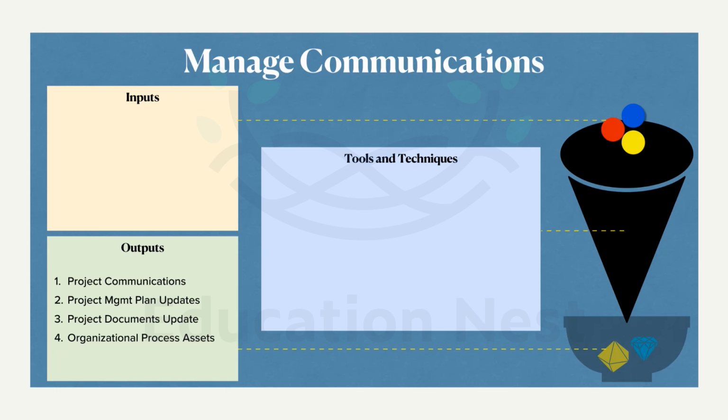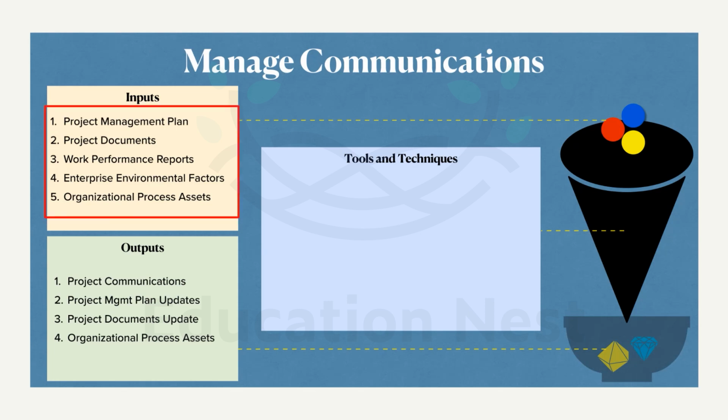Okay, let's move to the inputs that we need. Again, I'm running a bit quickly here because we have a lot to cover. The project management plan is a very good source. If we talk about project documents, the same ones that we quoted as outputs, the issue log, the change log, the quality reports, the risk reports, all these are part of the project documents. The work performance reports, like the progress reports, the status reports, all these things can be used as inputs. And of course, the enterprise environmental factors and the organizational process assets are also used as inputs.